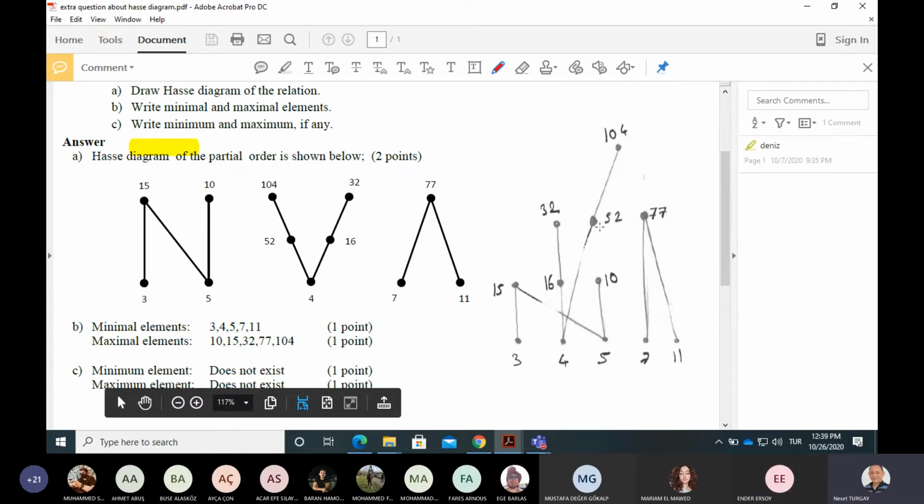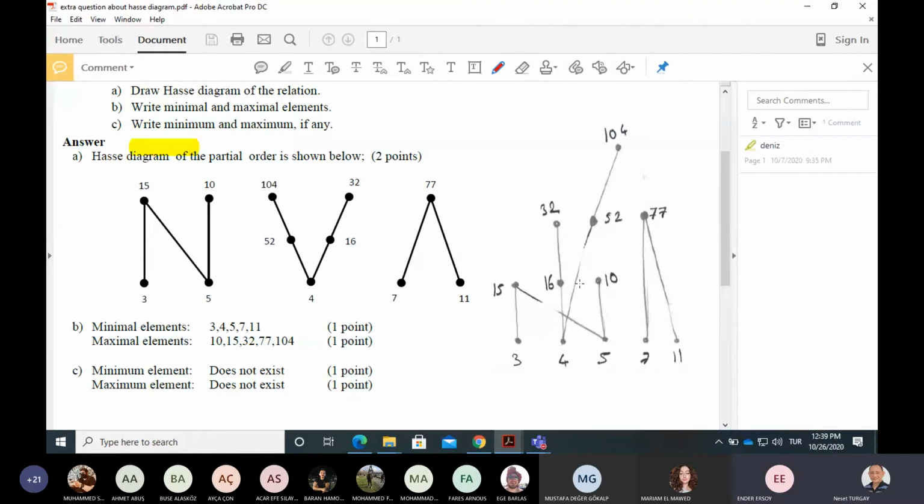Which ones you say? 52? Yeah, why don't we put 52 with the same level of 16? Okay, you mean this one, like 52? Yeah. Why it's not here? Yeah, that's what I'm asking. Okay, now when we come to this, let's check 32, what we said here when we are coming to 32.